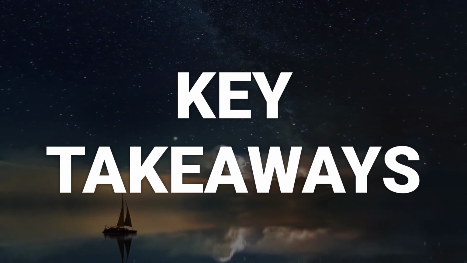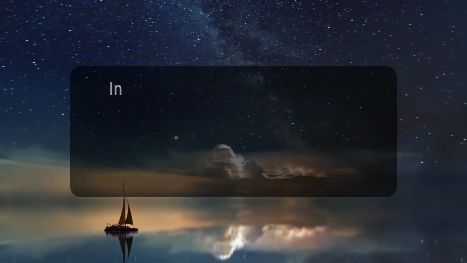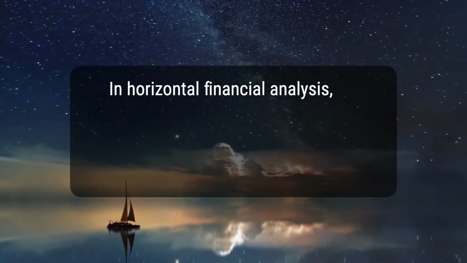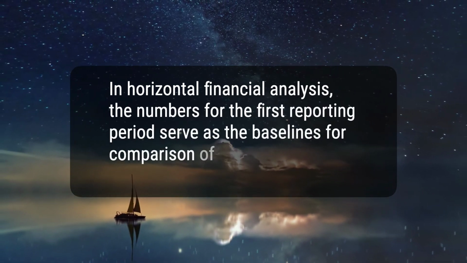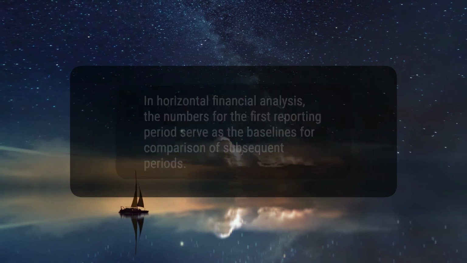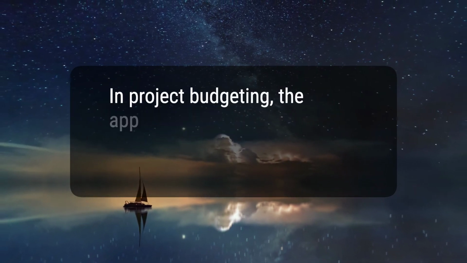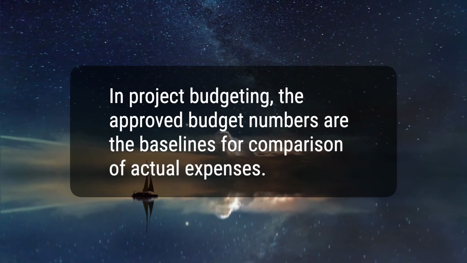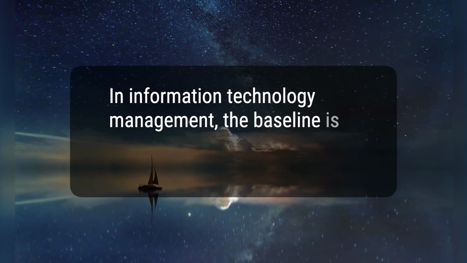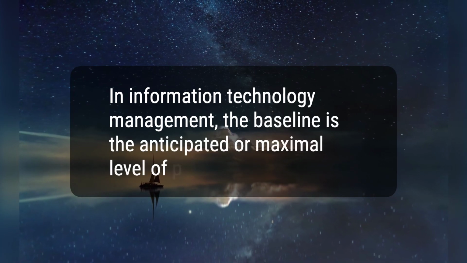Here are 3 key takeaways. 1. In horizontal financial analysis, the numbers for the first reporting period serve as the baselines for comparison of subsequent periods. 2. In project budgeting, the approved budget numbers are the baselines for comparison of actual expenses. 3. In information technology management, the baseline is the anticipated or maximal level of performance.